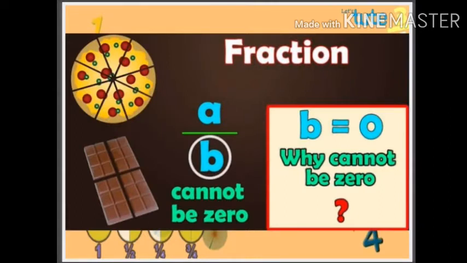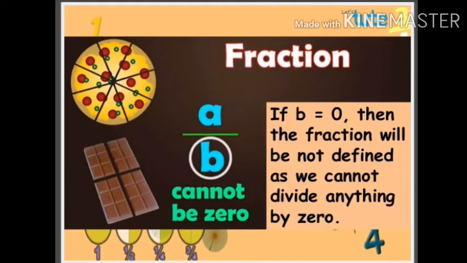Important note: in the fraction a by b, b cannot be 0, because if b equals 0, then the fraction will not be defined, as we cannot divide anything by 0. So in the denominator we should not take 0, but in the numerator we can take 0.